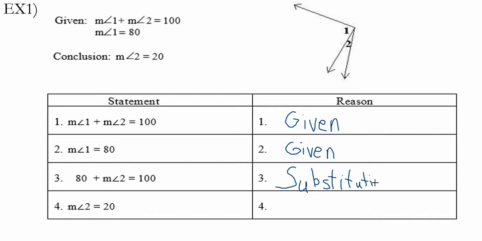And finally, how did we get this last step? Well, measure angle 2 stayed put, the 80's gone, and then somehow that 100 turned into a 20. It looks like they subtracted 80 on both sides. So that would be the subtraction property.